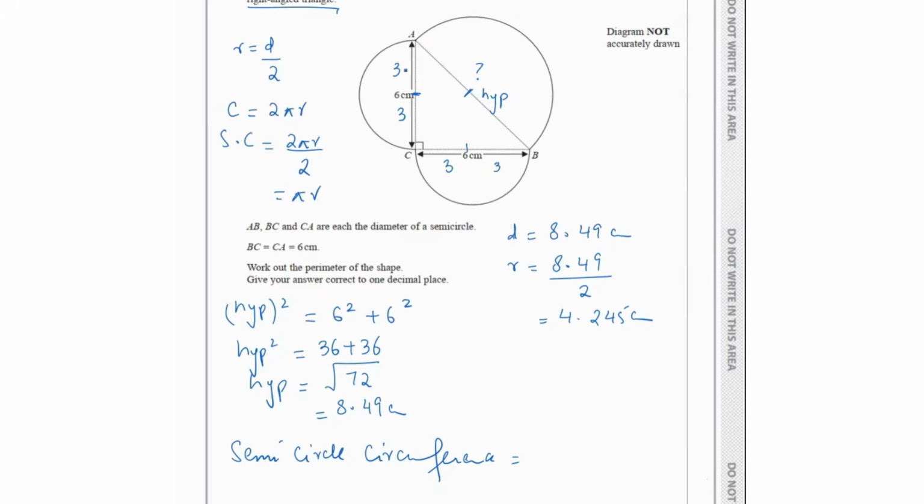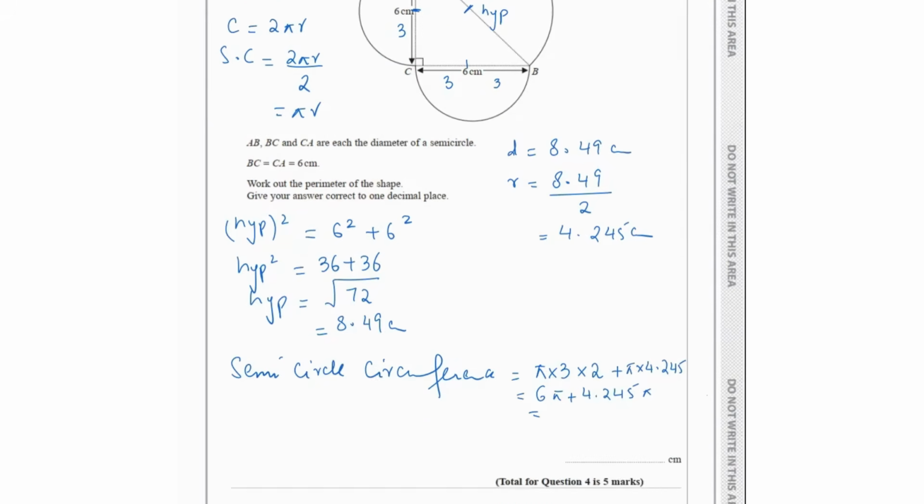So first, the radius is 3 and this is also 3. So these have the same circumference. So pi times 3 times 2. Pi r and times 2 because we have identical semicircles. Plus pi times 4.245. So that's 6 pi plus 4.245 pi. Put in the calculator and that gives you 32.2 as your perimeter correct to 1 decimal place.